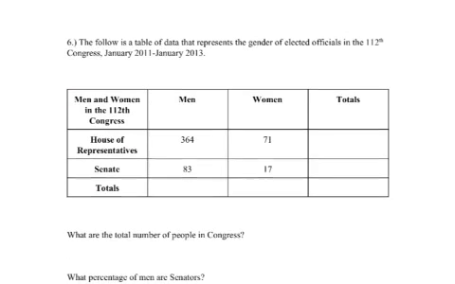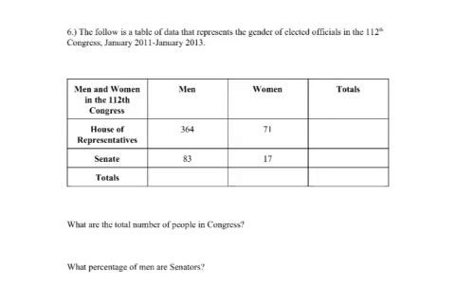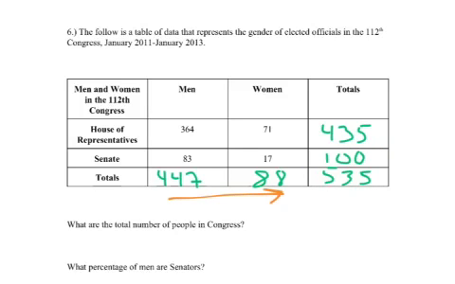So for this one, the first thing we are going to do is, as always, find our totals for our rows and columns. So do that for me now. Find your rows and columns and then pause your video, press play whenever you are ready to check your answer just for the totals. So these are the answers you should have: 447 total men, 88 total women, 435 total House of Representatives, and 100 people in the Senate. And no matter what, if you add up your row or your column, you should get 535.